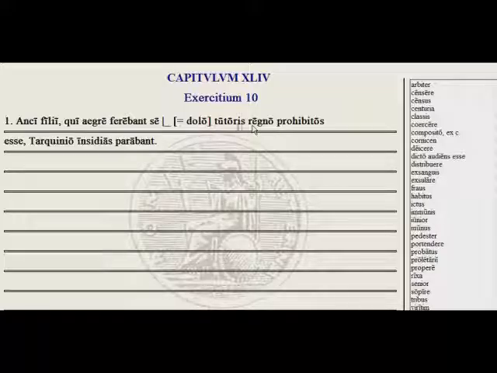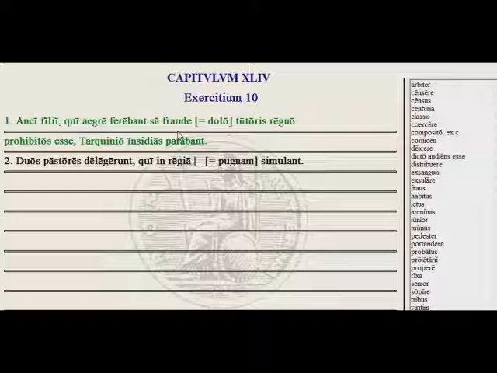Prohibitos esse regno. So we need here the ablative of fraus, which is the same as dolus, and that is fraus, fraudis, fraude. Okay, try the rest of those exercises. Let's go on to number 11.